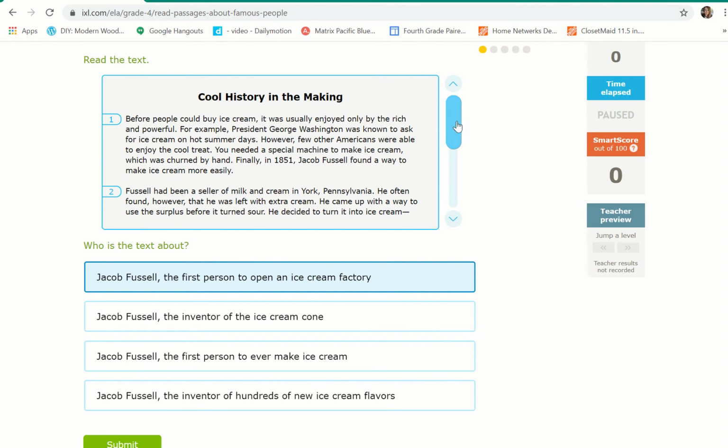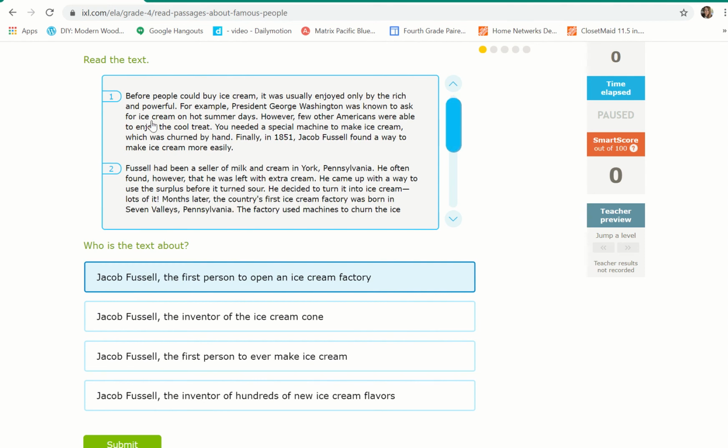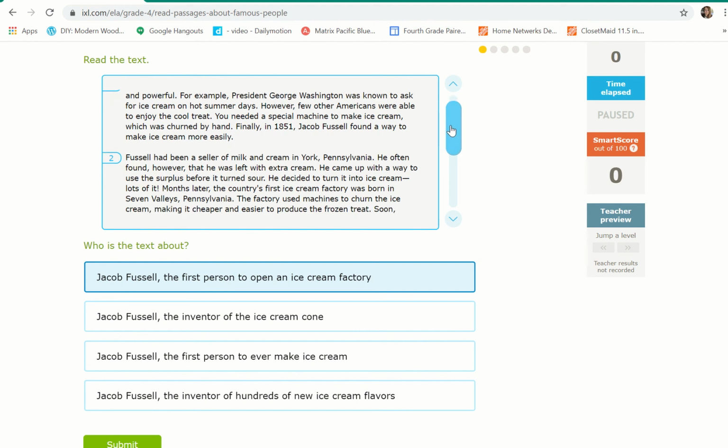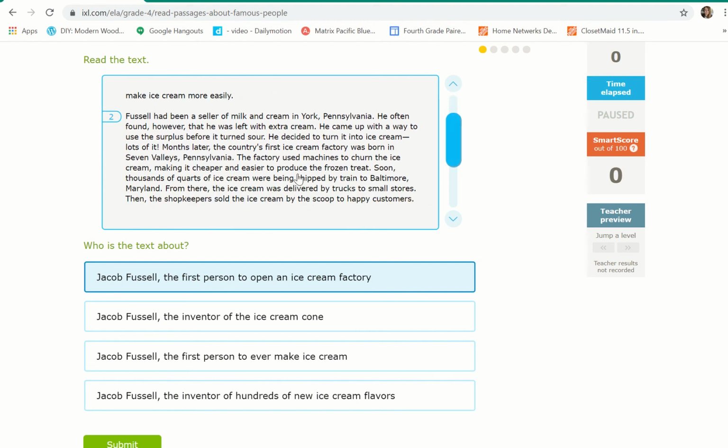And I can tell that because in the second paragraph here, it talks about how he used to sell milk and cream, and he had a lot left over, and he decided to turn it into ice cream. Months later, the country's first ice cream factory was born in Seven Valleys, Pennsylvania. We can infer that he was the one who started that. And so that would be the bet. It doesn't say anything about ice cream cones.